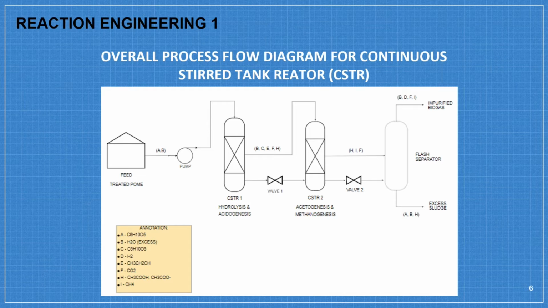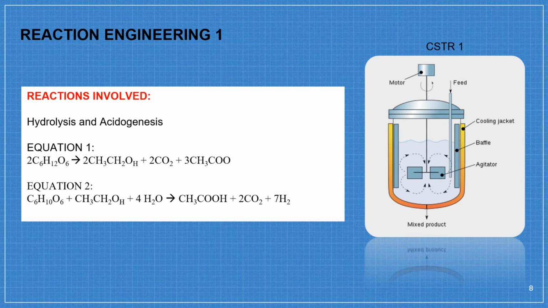For reaction engineering 1, based on our research, this is the overall flow diagram for the continuous stirred tank reactor. There should be two tank reactors, CSTR1 and CSTR2, where different processes occur simultaneously. Moving on, for CSTR1, there are two processes that will occur, which are hydrolysis and acidogenesis, and these reactions are represented by equation 1 as well as equation 2.